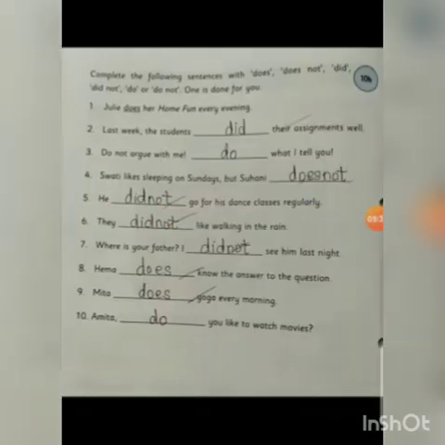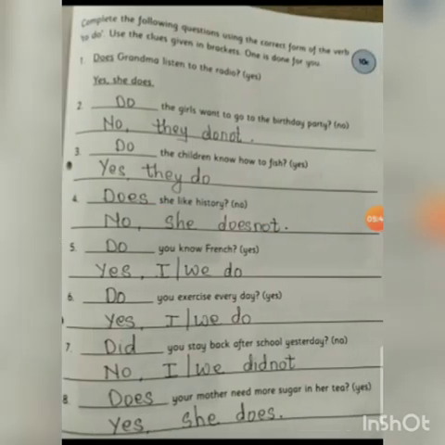Then complete the following sentences with does not, did not, do or do not, as we have done in the studio book. So you are going to complete this activity. Then next is, complete the following question using the correct form of the verb to do. Use the clues given in the bracket. One is done for you. Does grandma listen to the radio? So the bracket is given. Yes. So you are going to write, yes, she does.